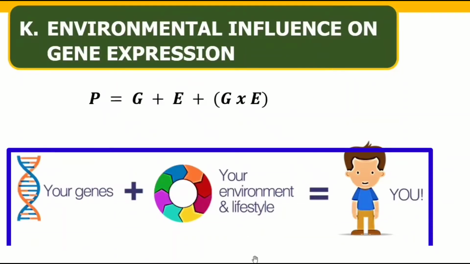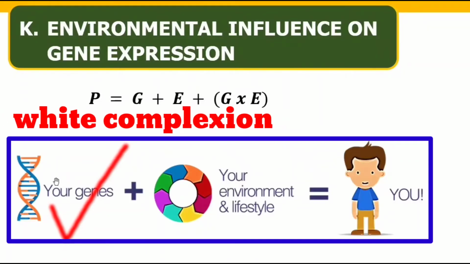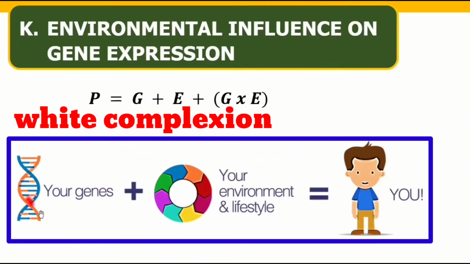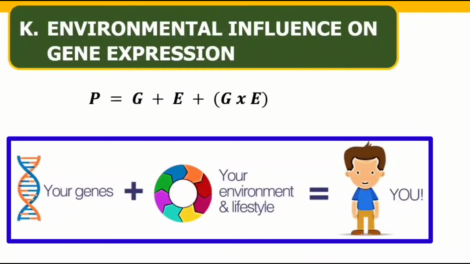Parang dito sa diagram na ito. Even if, say for example, you have the genes for white complexion, kunwari, if your environment is not favorable for the expression of a white complexion, then you will not have a white complexion. So, dapat, kung white yung complexion mo and you have a favorable environment, for that to be expressed, then you have the white complexion. Another example would be IQ.